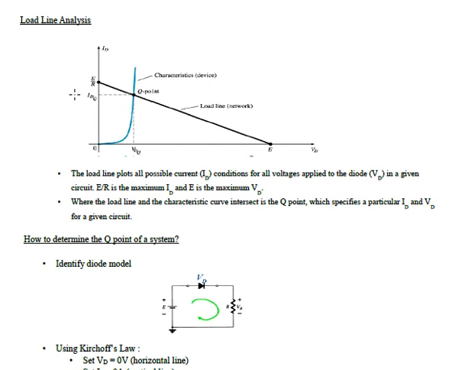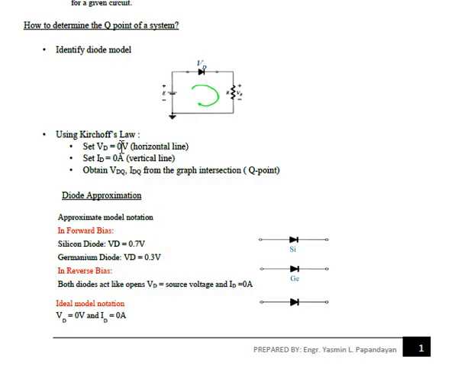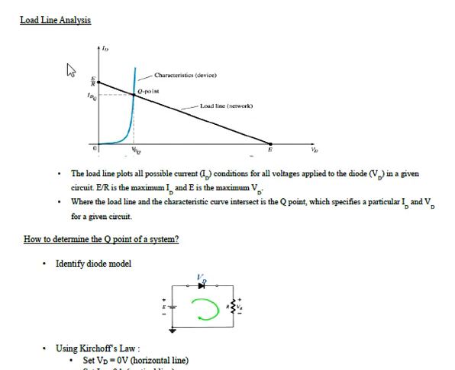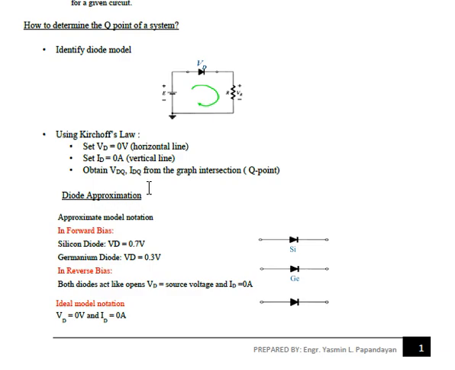Okay, then after mo ma-set itong VD equal to 0 and ID equal to 0, makuha mo na tong graph na to, so you will find the intersection of the characteristic graph and the load line, and then you will now find the value of IDQ and VDQ. Okay? So yun, ganun lang actually kadali, no?